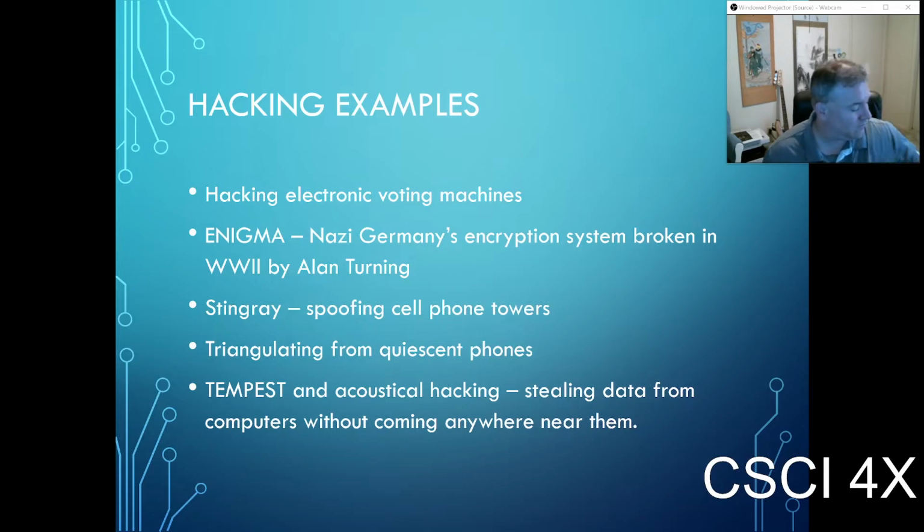Triangulating from quiescent phones. So this is a quiescent phone. Looks like it's off, right? It's not off. Battery's not out. Just quiescent. Even still, you can find out my address based on me having my phone on me, even though it's not on right now. Okay? And the way they do that, there's several ways.